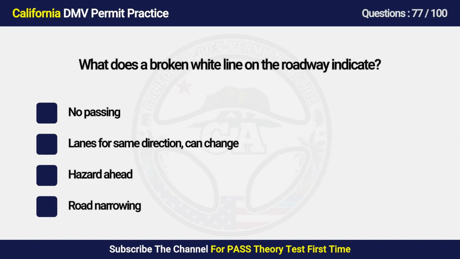Question 77. What does a broken white line on the roadway indicate? A. No passing. B. Lanes for same direction can change. C. Hazard ahead. D. Road narrowing.